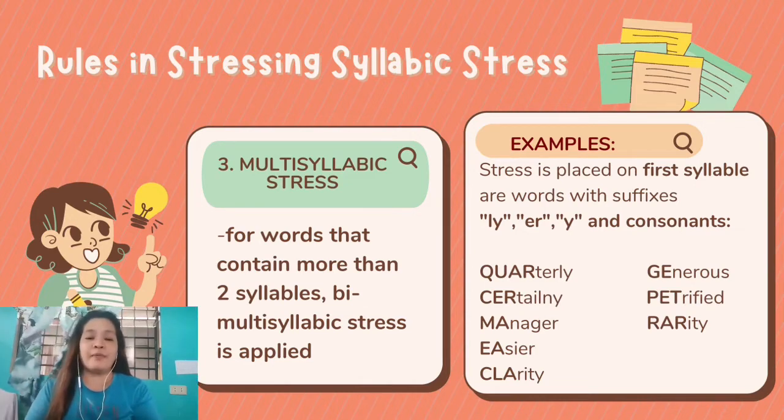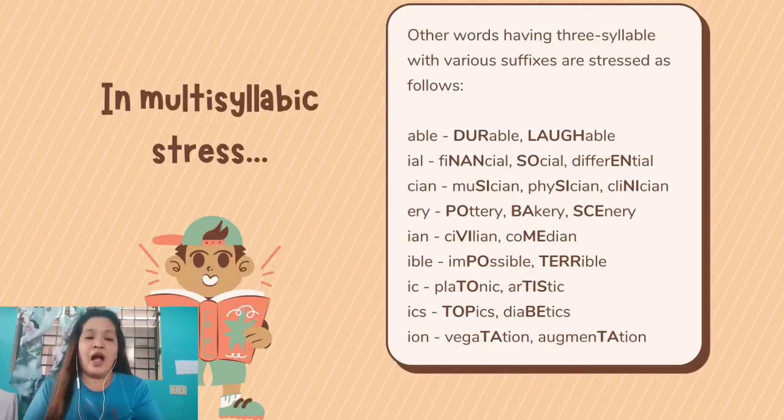The same rule is applied when words having three syllables end in y and consonants. The stress falls on the first syllable. The examples are clarity, gradient, generous, petrified, rarity, hastily.